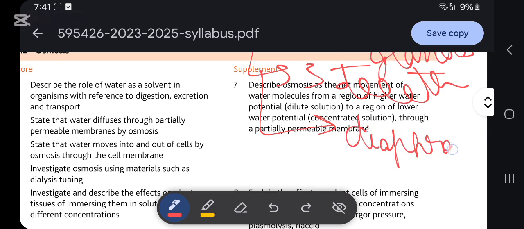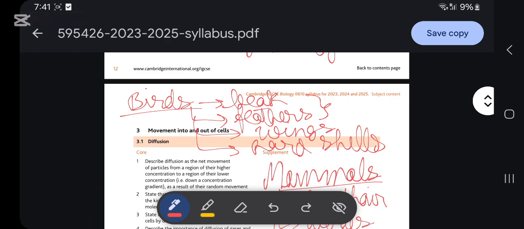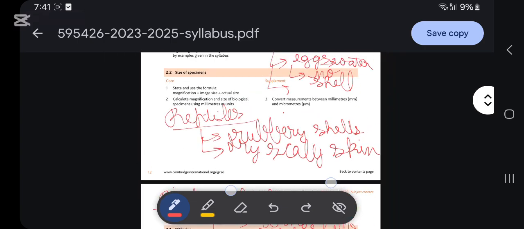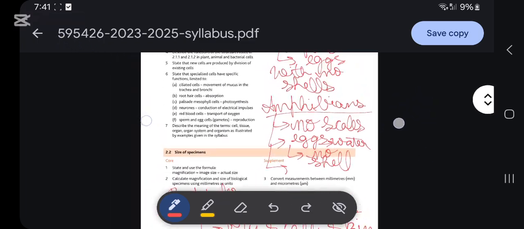Another thing that I want you all to know is that birds and mammals are basically called warm-blooded or homeothermic because they can maintain their own temperature, whereas the other ones, reptiles, amphibians, and fish, cannot maintain their temperature and are basically called cold-blooded, that is poikilothermic.